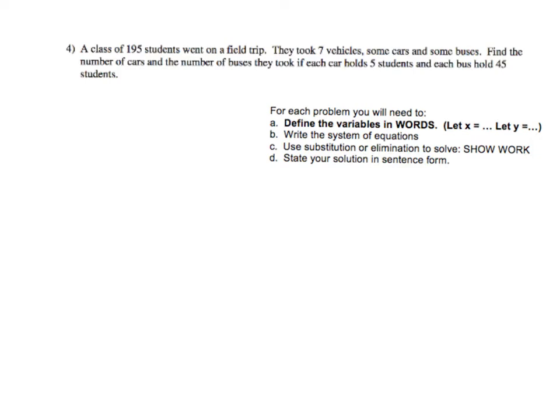So from this, I know the question is asking me to find the number of cars and the number of buses they took. My first relationship will be that they took 7 vehicles total, some cars, and some buses. And then my second relationship would be that each car holds 5 students and each bus holds 45 students, to know that they took a total of 195 students. So then I'll be able to look at what I need to do for each problem.